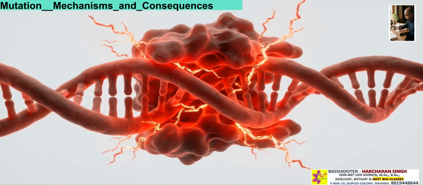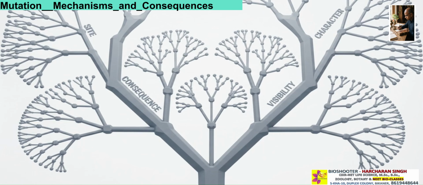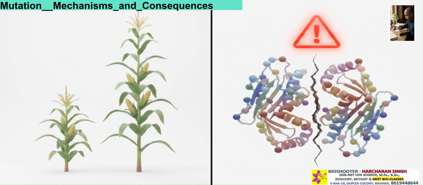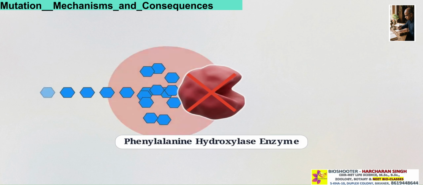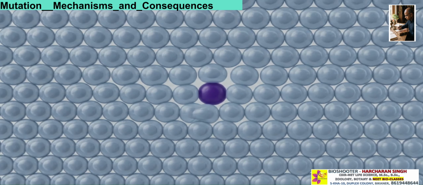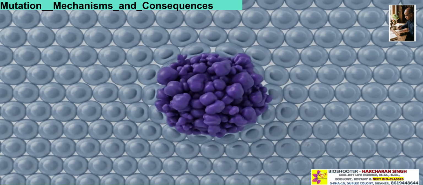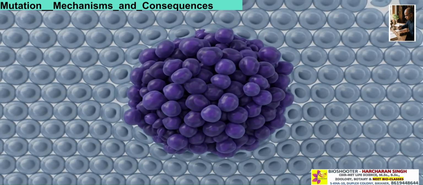The final branches of our taxonomy categorize mutations by their visibility, morphological changes like plant height, and the specific character they affect, such as biochemical function. We distinguish between physical alterations and enzymatic failures, such as phenylketonuria, which is caused by a mutation in a single enzyme. The vast majority of these mutations are damaging, resulting in faulty proteins that cause hereditary diseases or drive the uncontrolled growth of cancer.